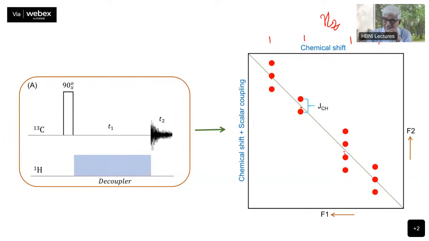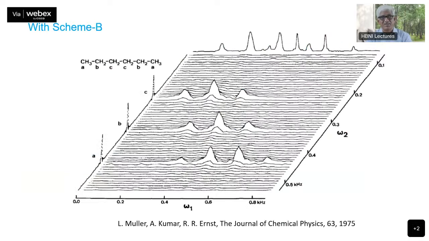So this, let me write it properly. Along one axis, I have only the Zeeman interaction. On the other axis, I have both the Zeeman plus J interaction. Now, can I do better than this? Yes, I will show you a practical example here. This is the chemical shift. This was the first ever experiment performed.